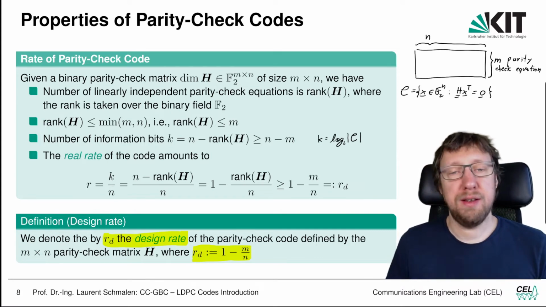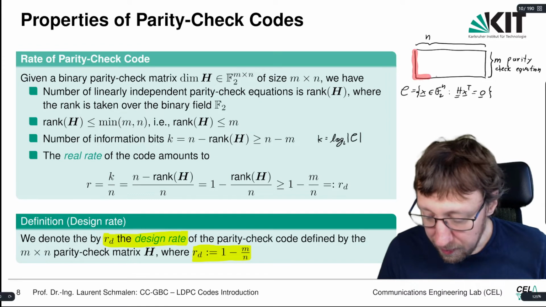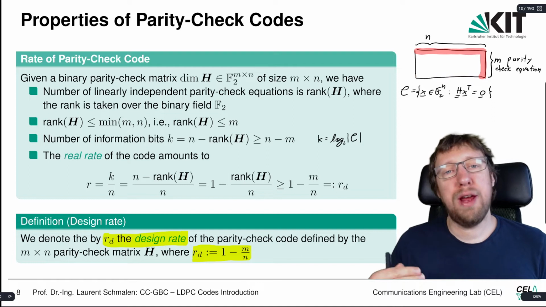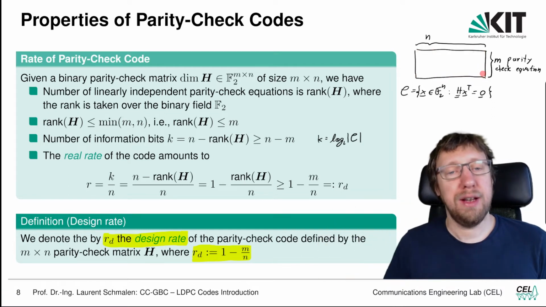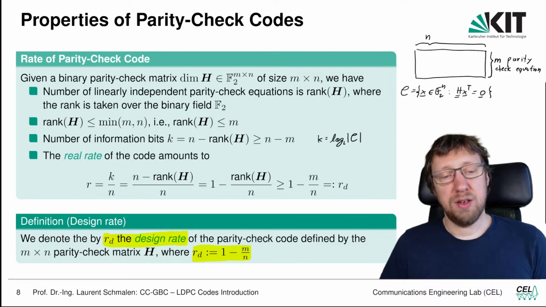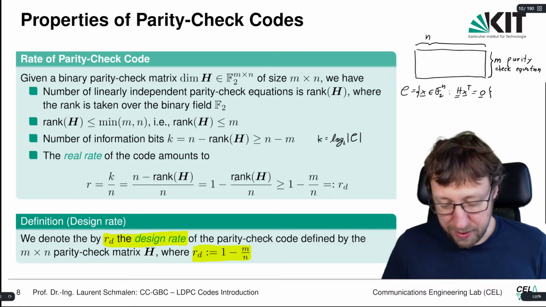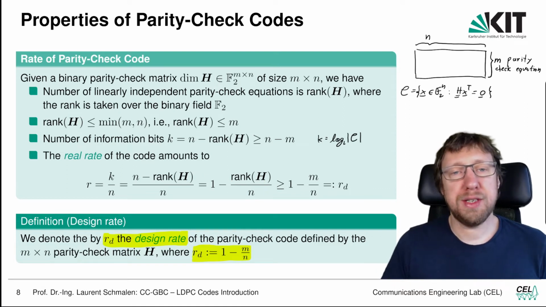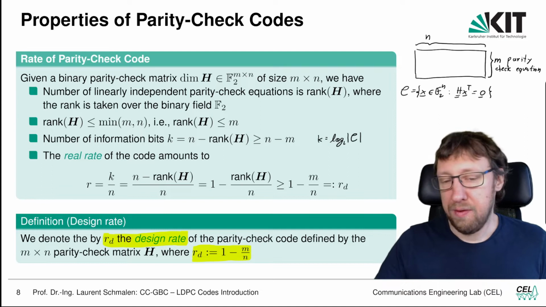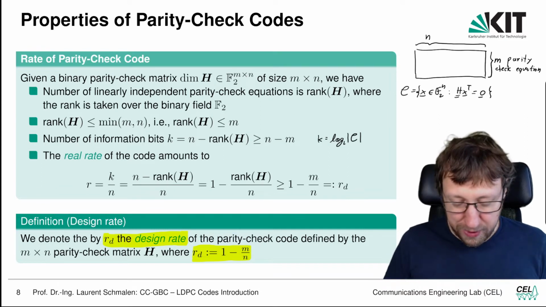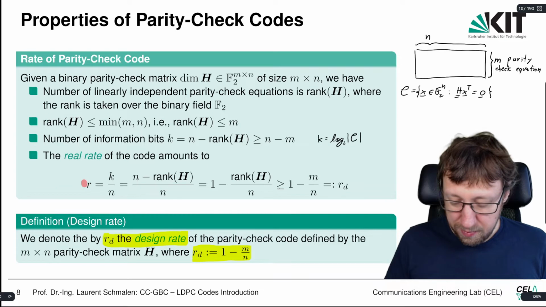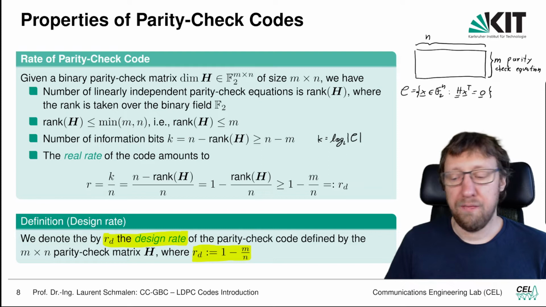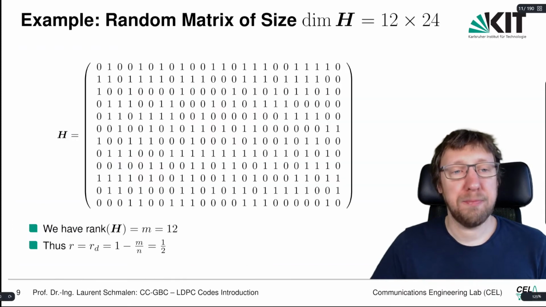The design rate is nice because it tells us the dimensions of the parity-check matrix, and it tells us the real rate is going to be larger or equal than the design rate. So this is the design rate, but the real rate depends on the rank of H. Okay, so now we are interested in how big is this difference? So is the rate significantly larger than the design rate, or are they equal? So that's something we're going to do next.